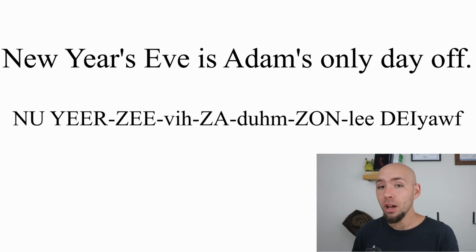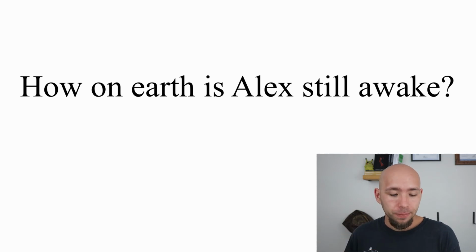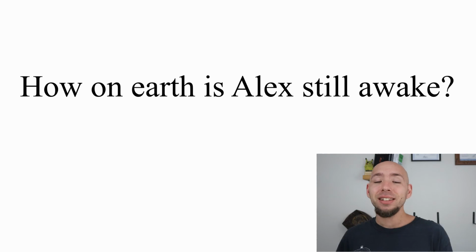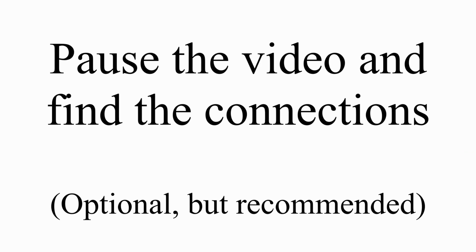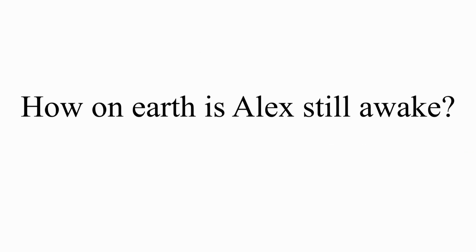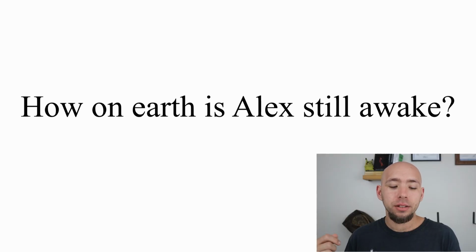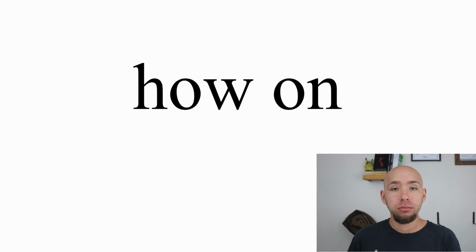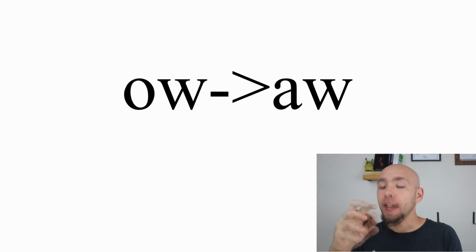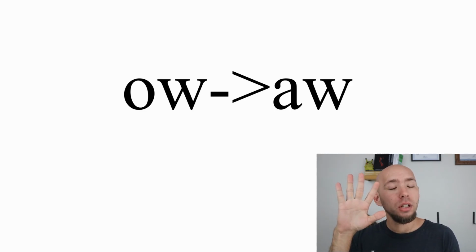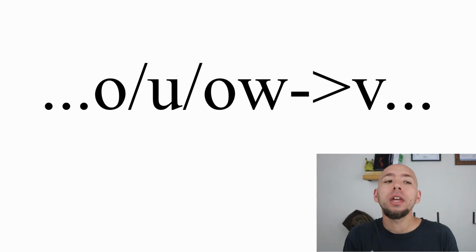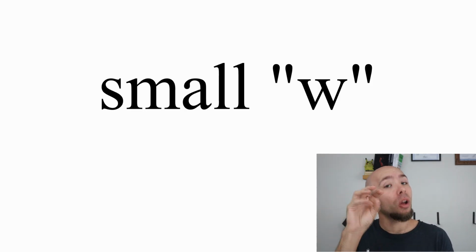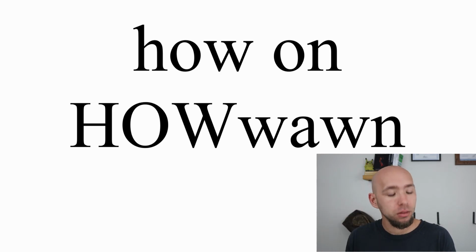Next one, we're almost done. We have two more here. How on earth is Alex still awake? Okay, how on earth is Alex still awake? So, how on? All right, here, we have diphthong OW, which ends close to W, and then we have the fifth vowel for "on." So we're going from the O or U, or the diphthong OW, which has the same ending position, to any other vowel, and we get a small W, right? How on. On earth.